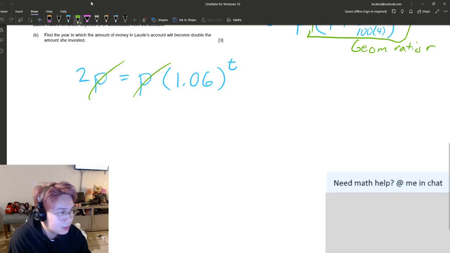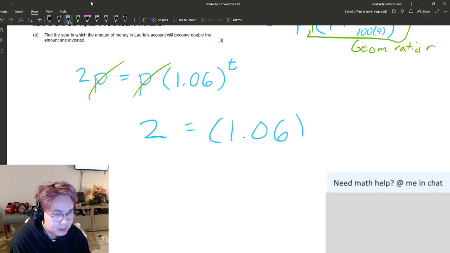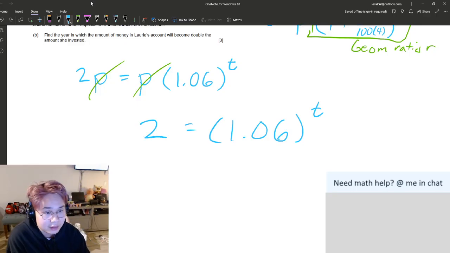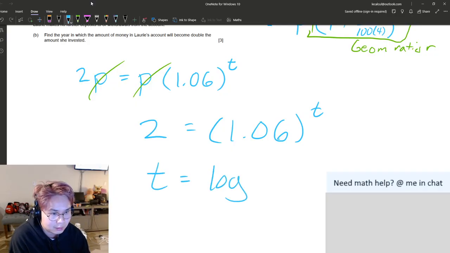So the p's will cancel. So essentially, we're just solving this easier one: 2 equals 1.06 to the power of t. And there's lots of ways we can do this. You know what? I did a graphing last time. This time I'll use logs. So t is the log base 1.06 of 2.